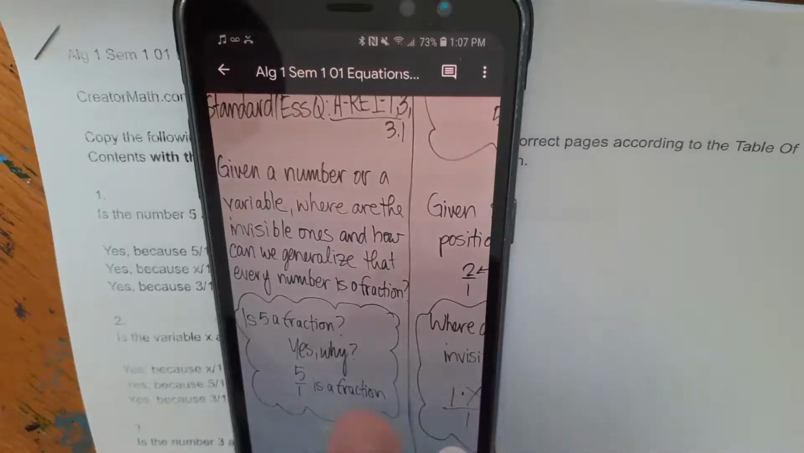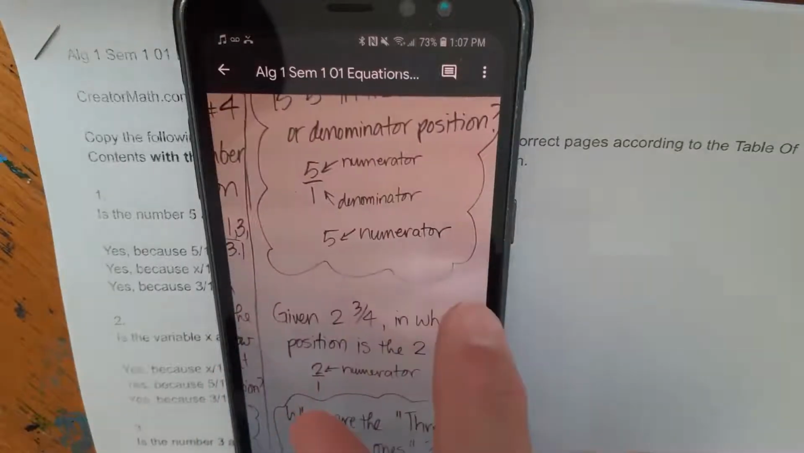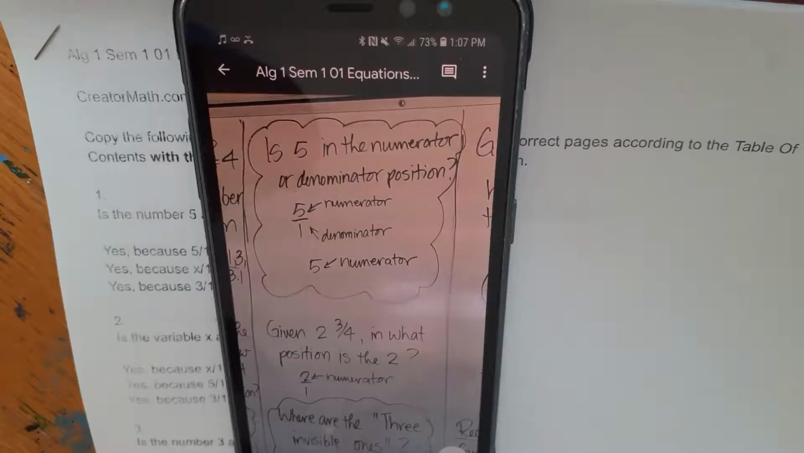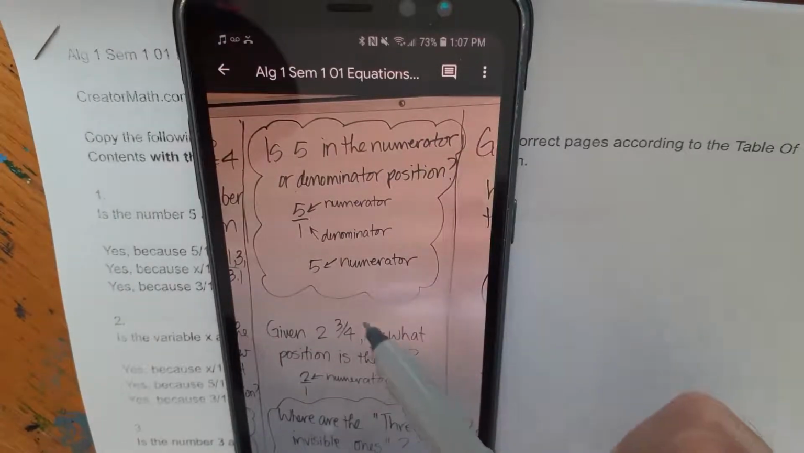So this is talking about how if you have a number 5, then it's not really 5, it's 5 over 1. 5 over 1 is a fraction, right? So "every number is a fraction" is a little bit of a stretch, maybe technically has some issues to it, but it helps students understand what's going on here, right?